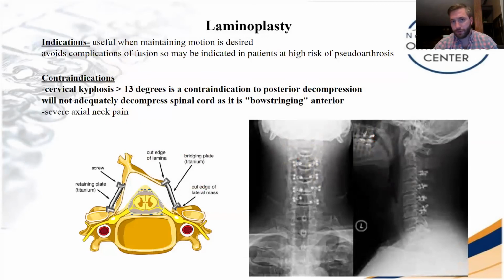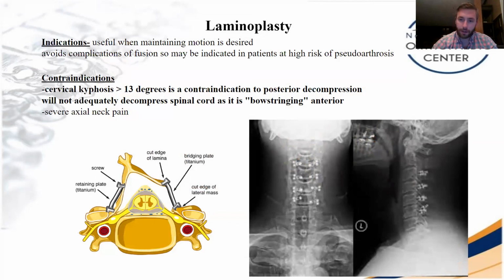So the first motion preserving surgery we'll talk about is a laminoplasty. And this is very useful when patients have multiple levels that are involved and you want to maintain motion. So this is neutral posture, or they still have their lordosis. Again, this avoids the complications of fusion, pseudoarthrosis, or the bones not fusing, and I use this a lot in patients who have a high risk of having a pseudoarthrosis.